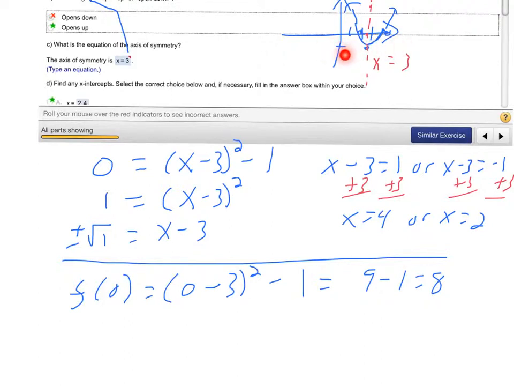The range will vary. You pick out the smallest y value, in this case when it's opening up, and you can pull that from the vertex. The smallest y value, remember, was -1. So the range would be the open interval from -1 to positive infinity.